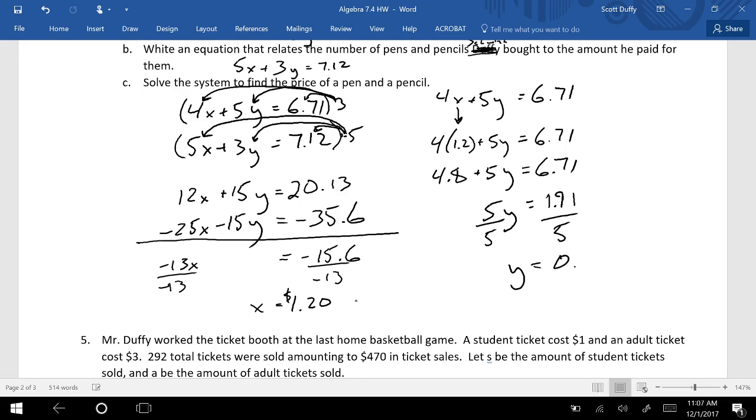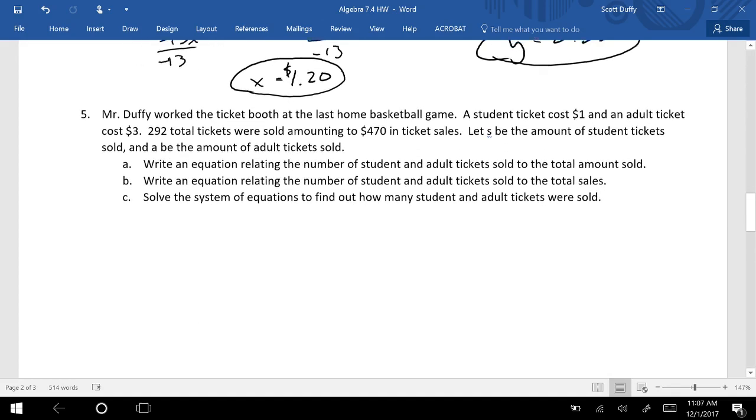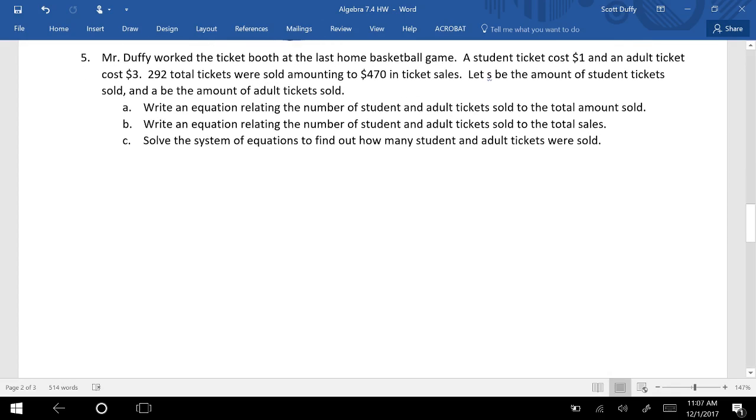And you get 0.38. So 38 cents for the pencils and $1.20 for the pens. Going on to number 5.